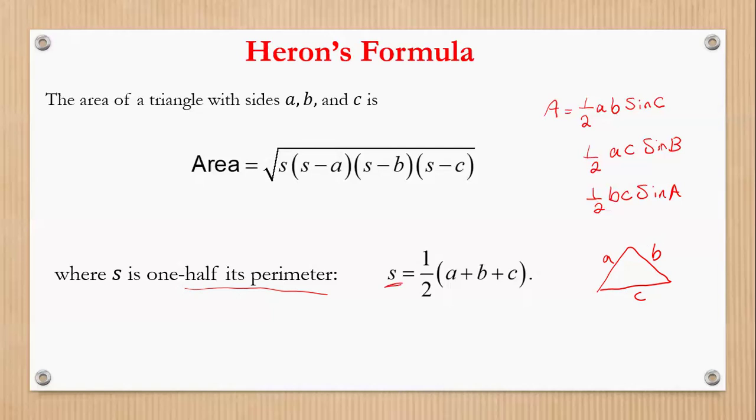After finding half of the perimeter, or S, you put it in Heron's formula. You multiply S by the difference of S and side A, the difference of S and side B, and the difference of S and side C. So you subtract each of the sides from S, the half of the perimeter, multiply together, and then take the square root. Use this formula when you only have three sides of the triangle.